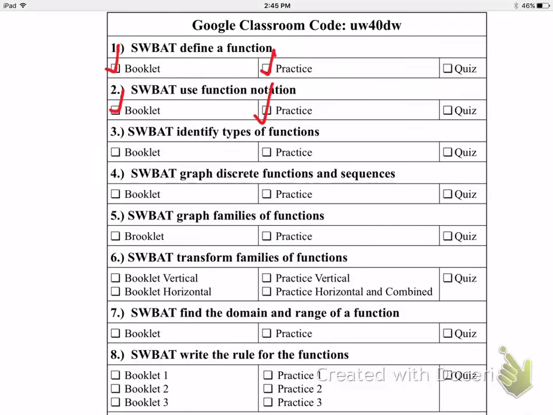Hello, class. We are now moving on to the fourth lesson of the unit. So you should have already learned how to define a function, how to use function notation. Yesterday, you should have learned how to identify types of functions. Now, today, we're going to graph discrete functions and sequences.